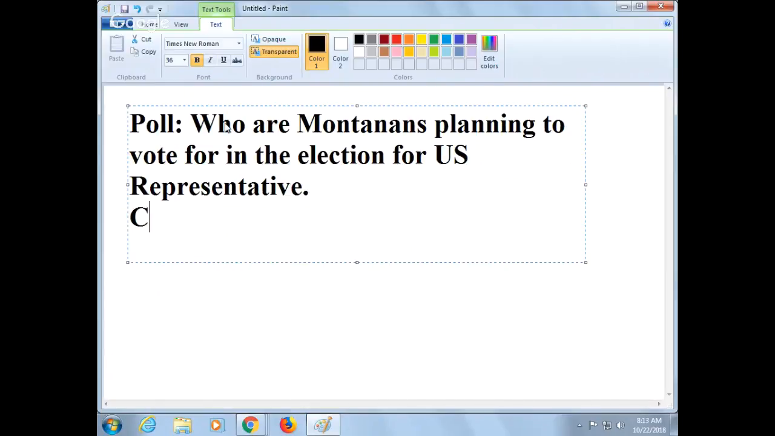We're going to call, let's just say, 100 registered voters. Real polls use a lot more people, but we're not going real here anyway. We're not going to actually make these calls. Okay, so a real poll calls 100 registered voters.